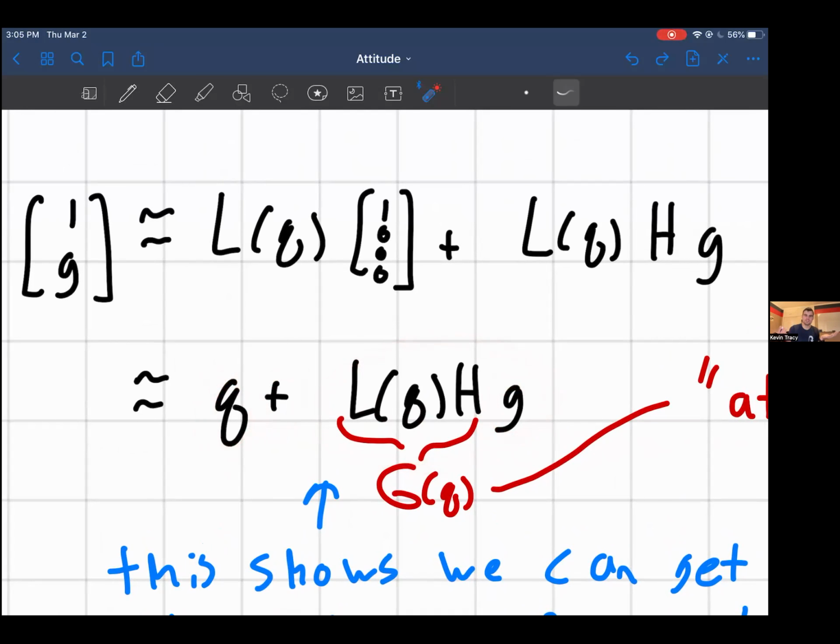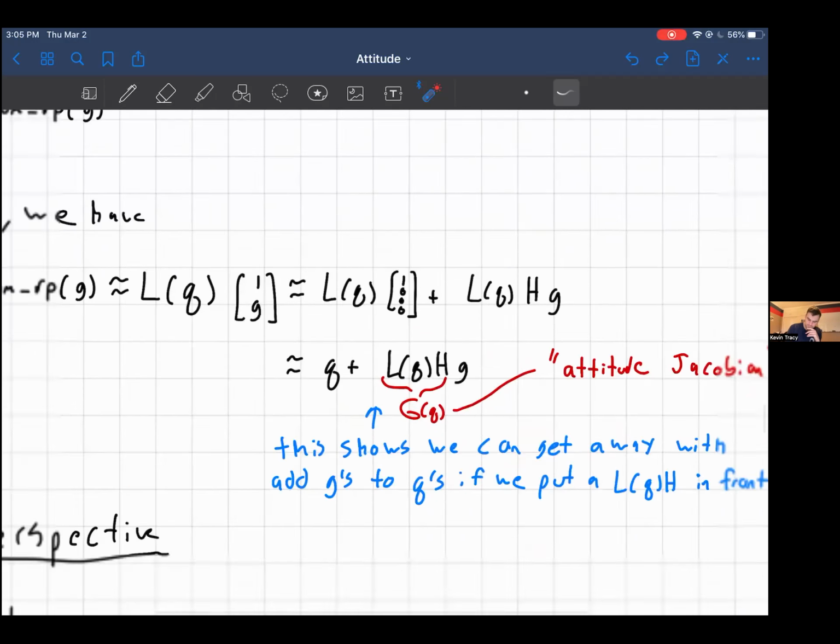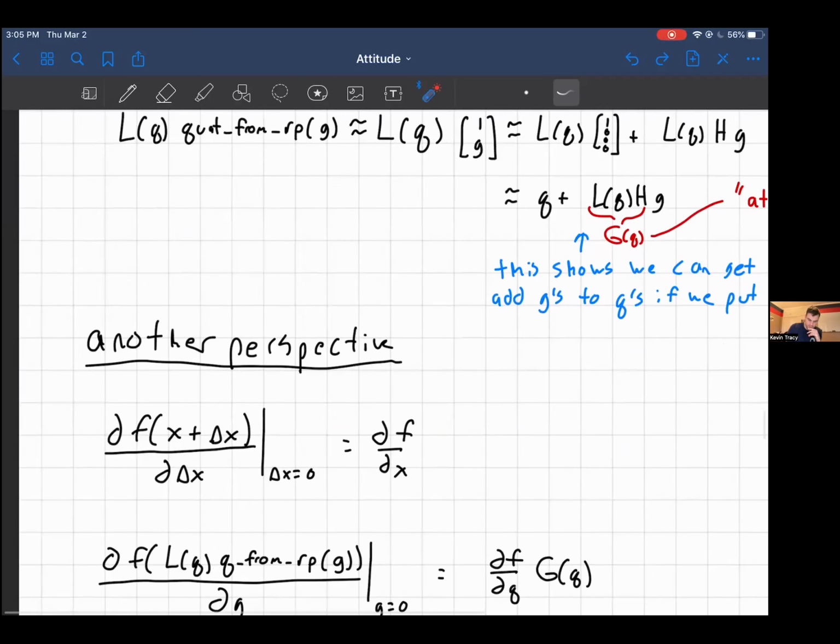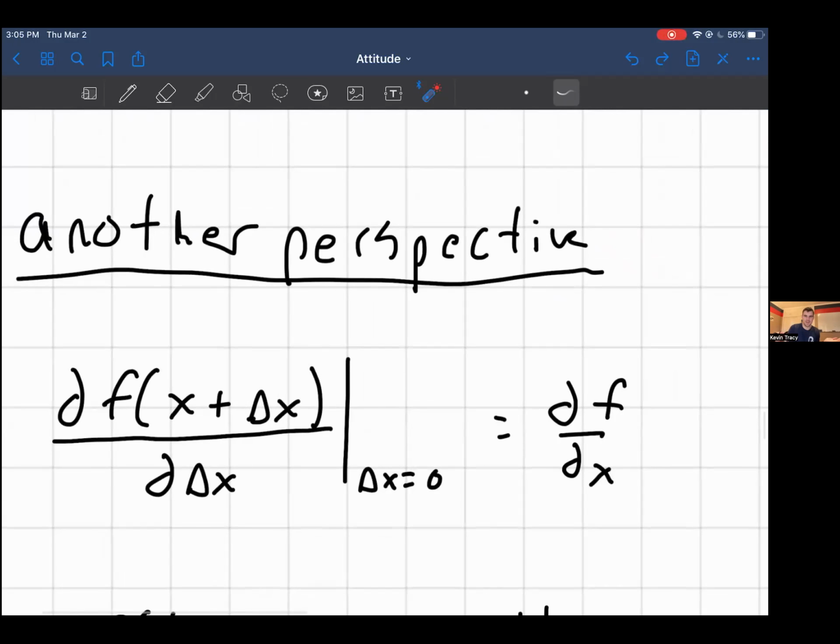So now we're going to use this logic and apply it to our Taylor series, and modify those derivatives such that as opposed to a normal Taylor series where I'm multiplying things by a delta q, I'm now going to add these things with this special attitude Jacobian. Another perspective: if I take a function f that takes a normal x and outputs something normal, say they're both vectors, the Jacobian, if I had this delta x term and evaluate this derivative as delta x goes to 0, is the same as my normal Jacobian df/dx.